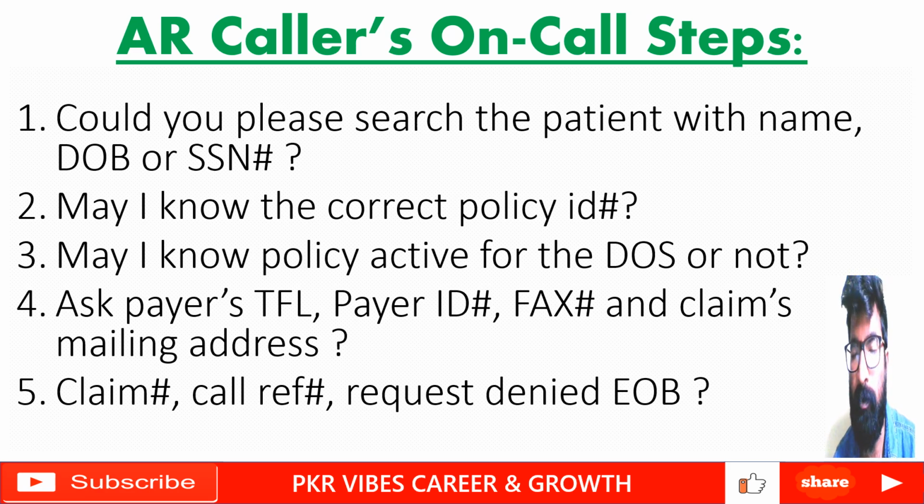If the policy is active for the correct policy ID, then you don't have a denied EOB with you. At that time you should take the claim number and call reference number, and also request the denied EOB from the payer, because you have to post that denied EOB in your respective billing software. For that purpose you should request the EOB from the insurance. After that, these are the next call steps. These are the AR call steps, and what steps are required for this claim to close, how you take action on this PR31, we will discuss in the next slide.